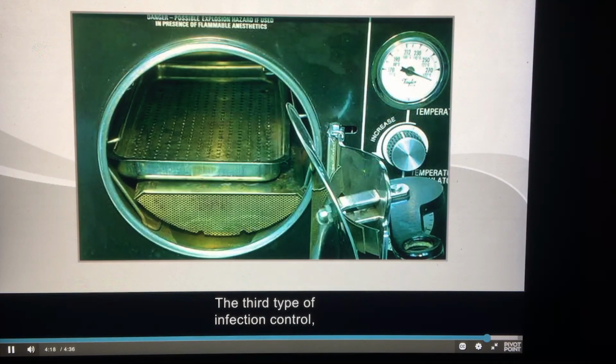The third type of infection control, sterilization, is the most effective level of infection control. You will be guided by your area's regulating agency for standards regarding cosmetology services and sterilization procedures. Refer to your textbook for a complete chart on infection control guidelines.